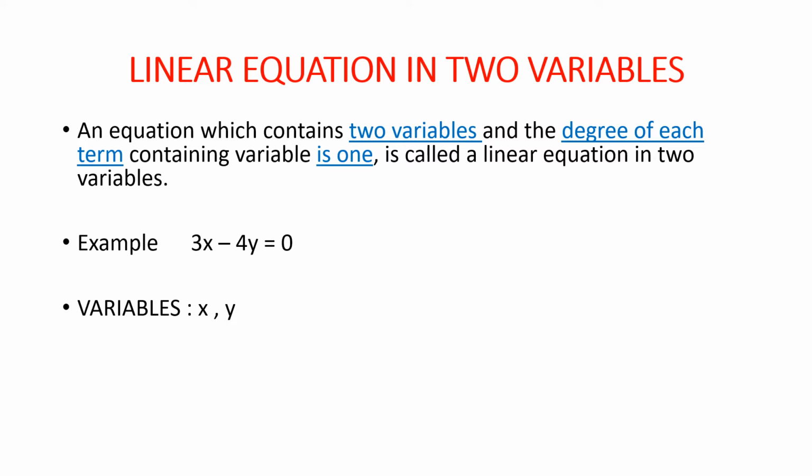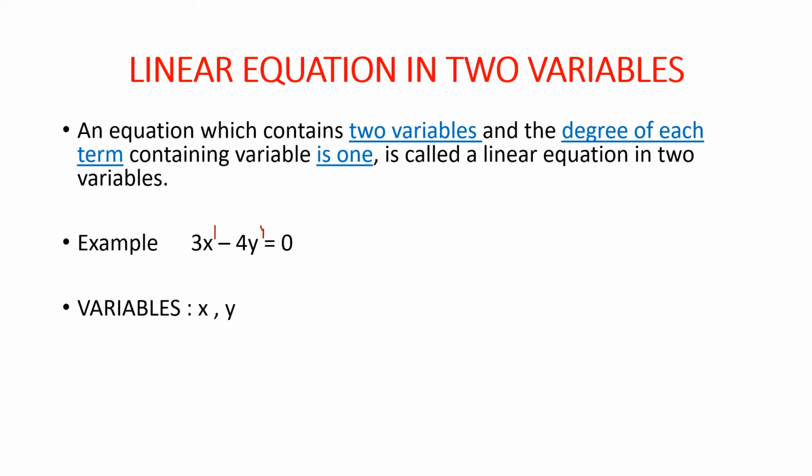So if any equation has two variables, and the degree of each term is 1. Now where is the degree, children? The degree is always at the top. Sometimes you see a square or a cube on your alphabets or these variables. But when you don't have anything there, it means the degree is 1. Like in this equation, if you look at the x, there is no number at the top, so it is 1 here. Also there is no number at the top of y, which means it is 1.